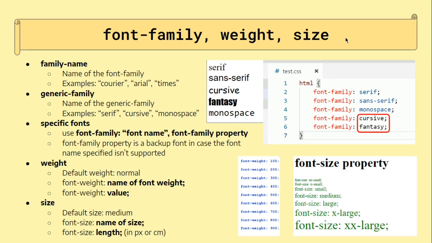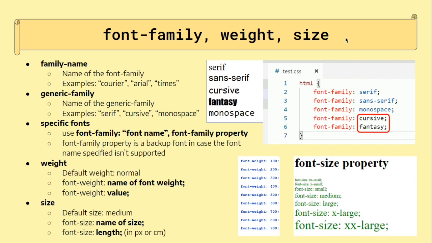In order to use specific fonts, you need to use the font family, font name, and the font family property. Font family properties are backup fonts in case the specified font name is not supported. Additionally, fonts can have weight and size properties.